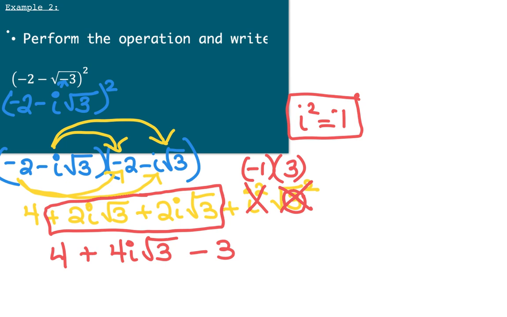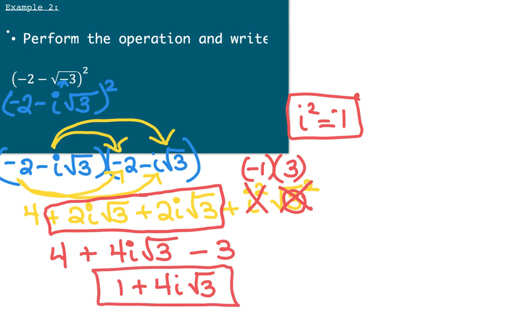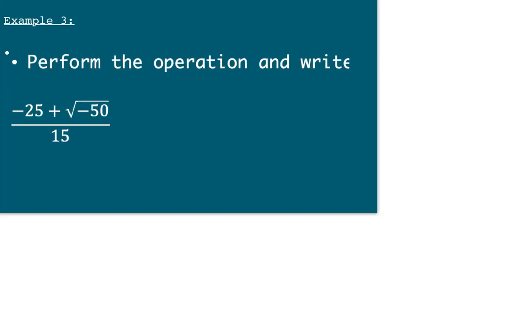I'm almost done. I'm going to combine my like terms. I have +4 and a -3, so I have 1 plus 4i square root of 3. So I have standard form, and I have completed that problem in simplified terms, and I have it in standard form. For the last example, let's do some division.